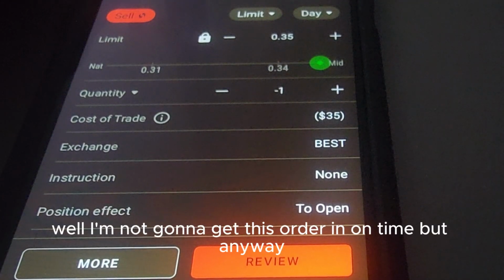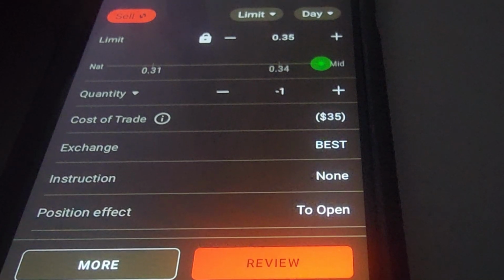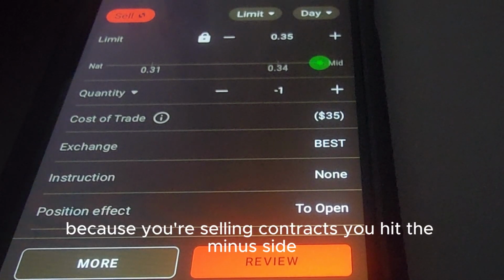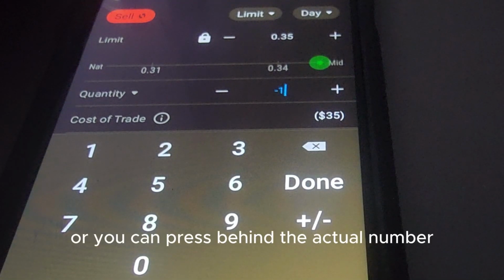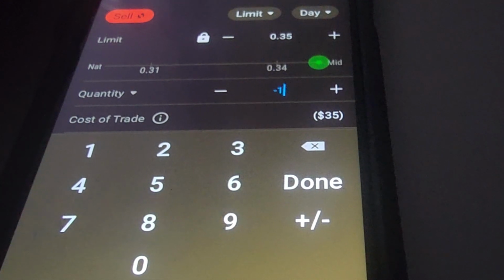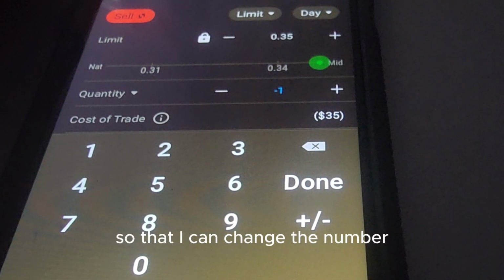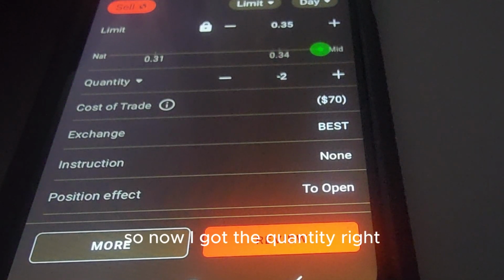Well, I'm not going to get this order in on time, but anyway, I also wanted to sell 2 contracts, and how you would change that number, because you're selling contracts, you hit the minus side, or you can press behind the actual number and change it that way. That's why that blue line is flashing, so that I can change the number. So now I got the quantity right.